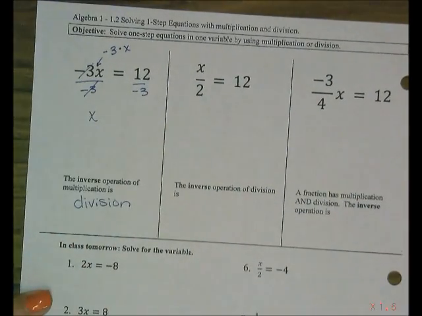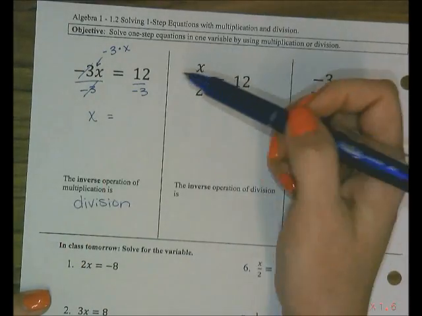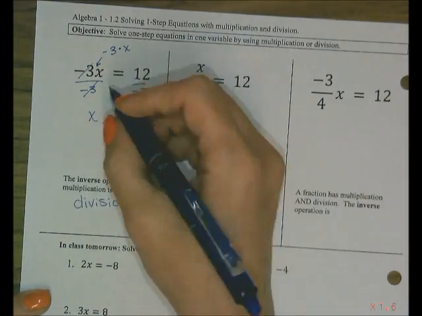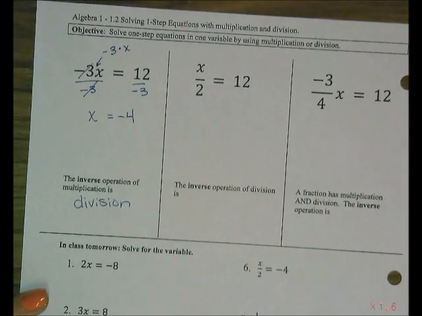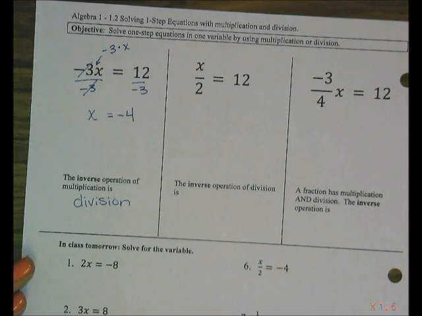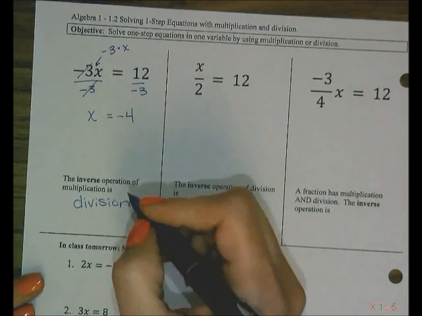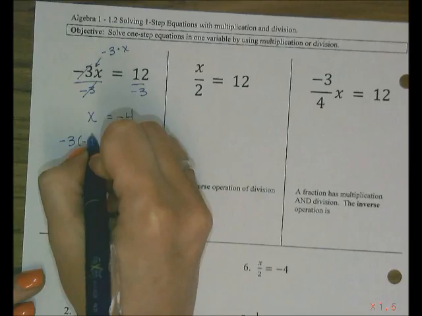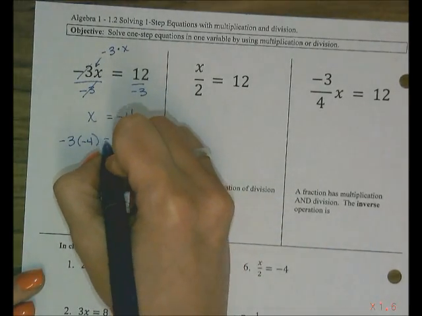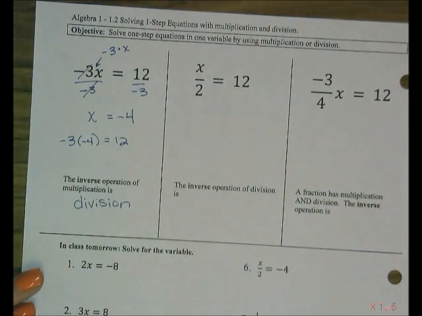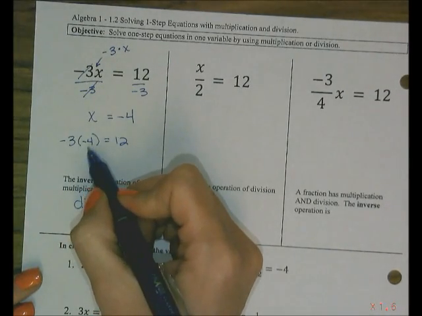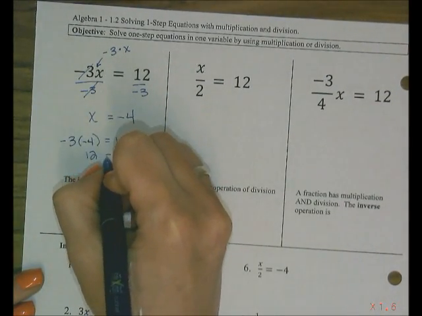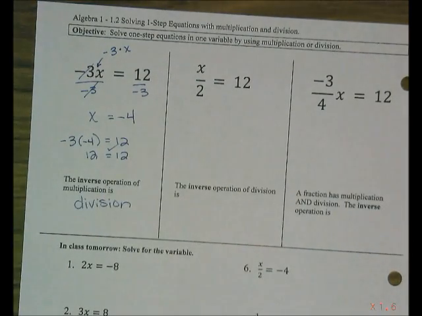So the left-hand side is now just x. The right-hand side is 12 divided by -3, which is -4. Again, I can check my solutions just like I did on the front by substituting them back in. So let's go back to the initial equation and substitute in -4 for x, and see if my equation holds true. My left-hand side is -3 times -4, which is positive 12, and yes, that does equal the right-hand side, positive 12. So my solution is x equals -4.